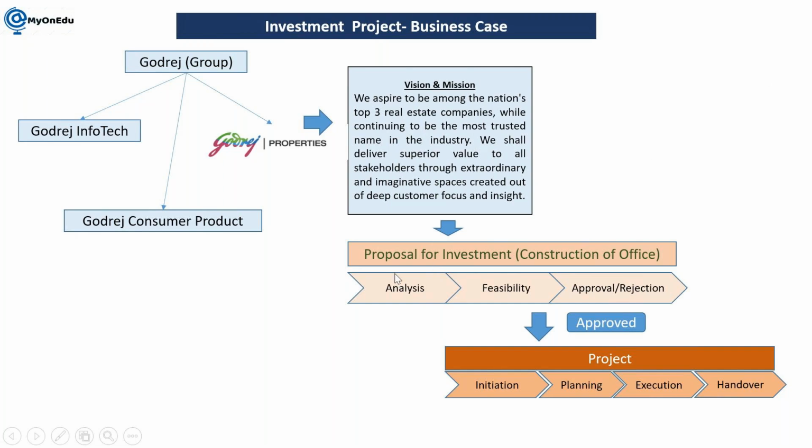So this proposal will be approved at first level in analysis. Okay, then once it is done, it is going to be sent to the feasibility team. They will check financial feasibility and technical feasibility, and once it is approved, then it is going to become a project.